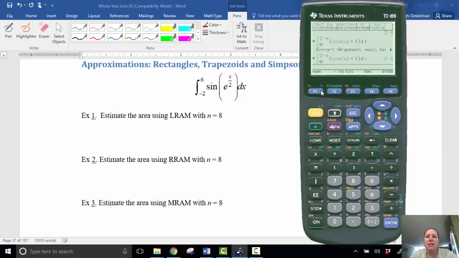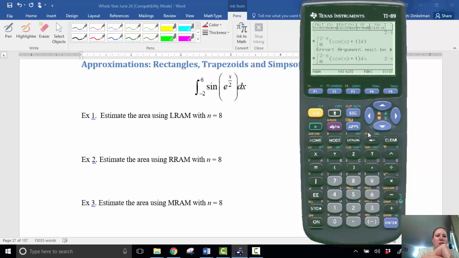Since I'm going to be using this same function over and over again, I'm just going to put this into y1, because that means I don't have to type the sine of e to the stuff very often. So sine of e to the x divided by 2, and then we'll make sure that looks right.